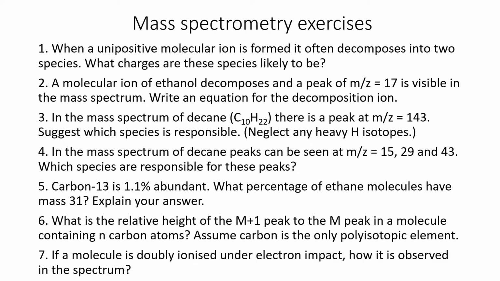And you've got this last question creeping in here. What happens if a molecule gets doubly ionized? It's not particularly likely, but occasionally a high energy electron beam might knock 2 electrons off a molecule to leave it as a 2+ ion. How logically do you think that ought to appear in a mass spectrum?